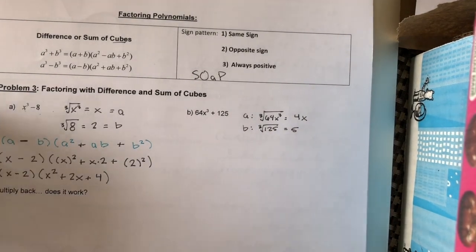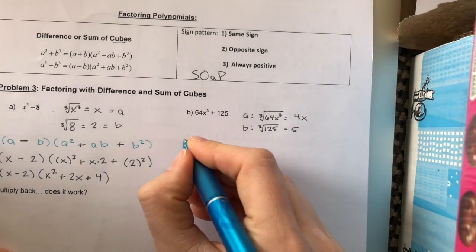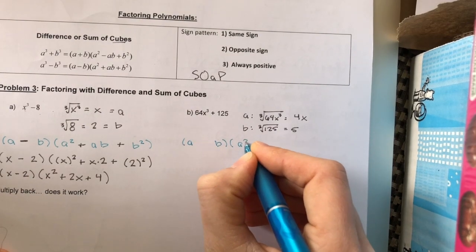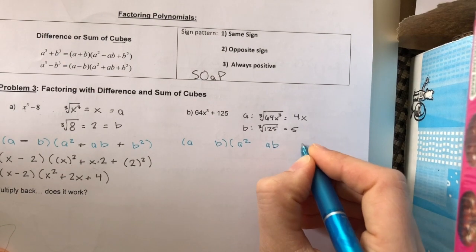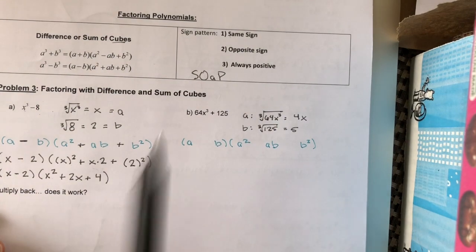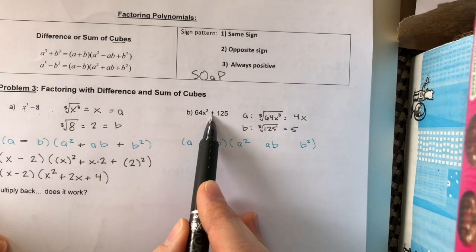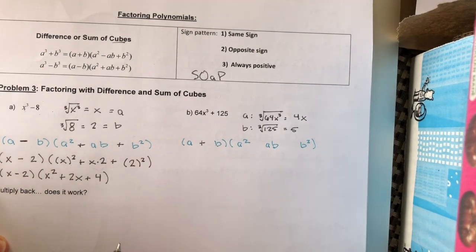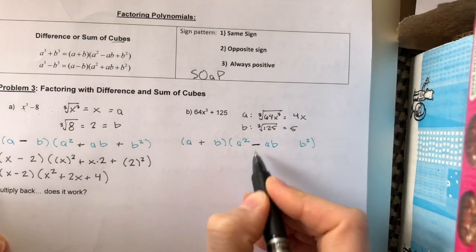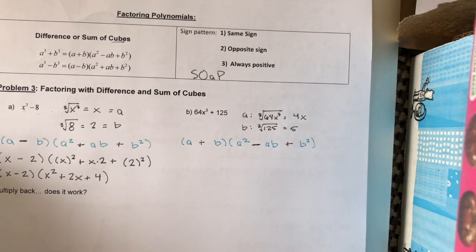So we've got our A and our B. And then let me write out the formula again. So I've got A, B. A squared, A times B, B squared. And I use SOAP to fill in the signs. So S stands for same sign. I started with a positive, put the same sign here. O stands for opposite, so I should put the opposite sign, a negative, right there. The last one, AP, stands for always positive. So I always put a positive sign at the back.